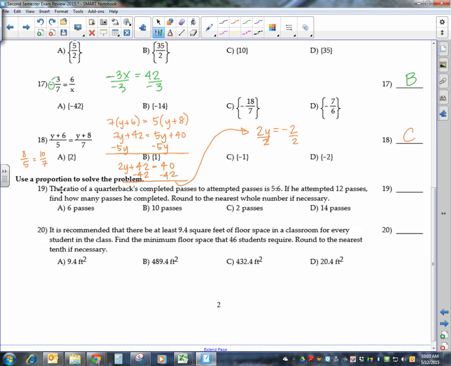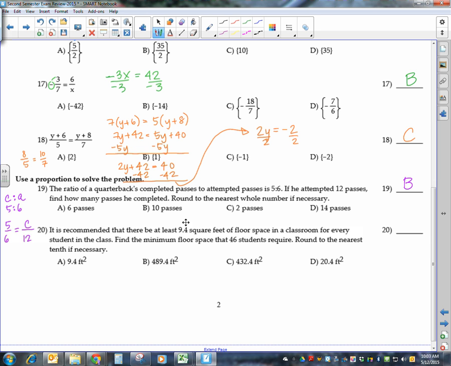Okay, number 19, the ratio of quarterbacks completed to attempted passes is 5 to 6. So completed to attempted is 5 to 6. And if he attempted, so I'm actually going to rewrite that as a fraction. So 5 over 6 completed to attempted. He attempted 12 passes, so 12 goes on the bottom, and I'm looking for how many he completed. Again, 6 times 2 is 12, 5 times 2 is 10, so my answer to 19 is B. Okay, last one in this group.